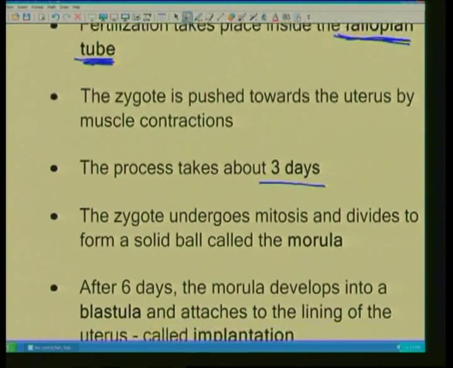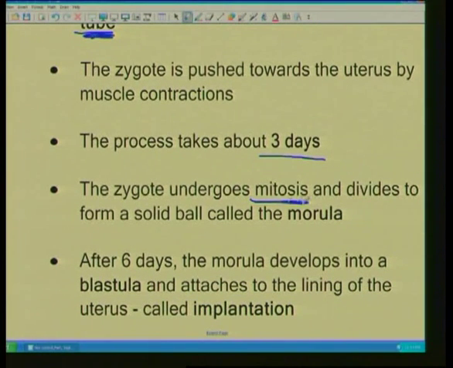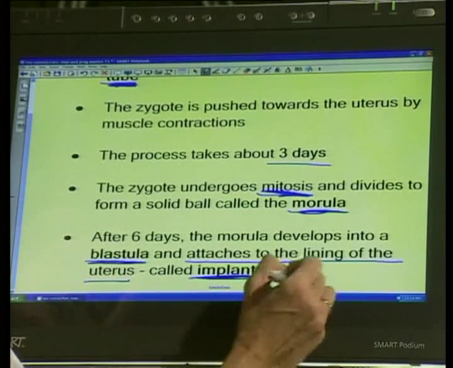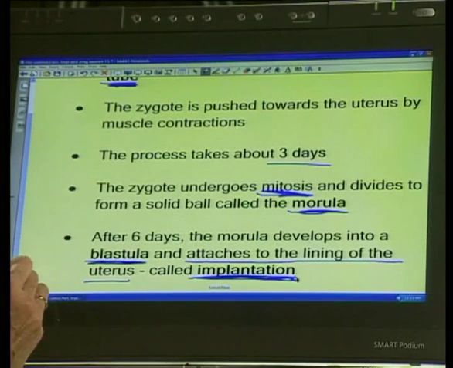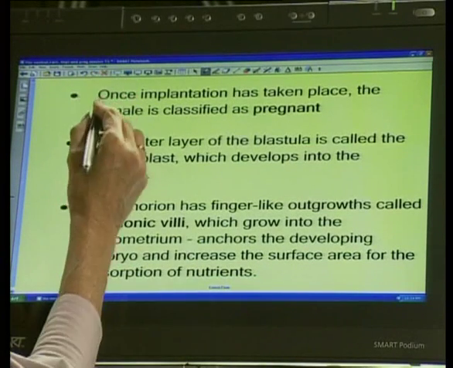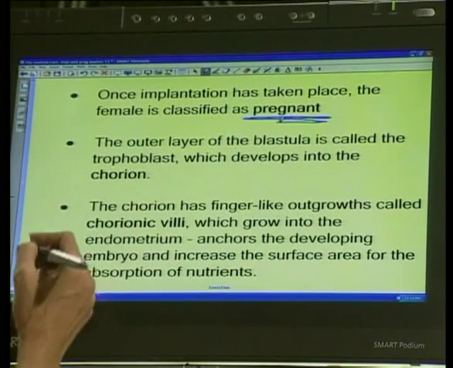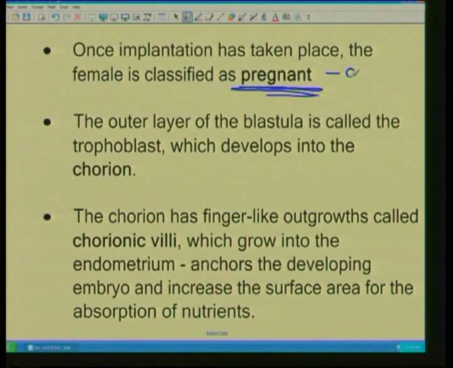The zygote undergoes mitosis because it's for growth and development, and divides to form a solid ball called a morula. The morula, after about 6 days, develops into a blastula and attaches to the lining of the uterus, and that attaching to the lining of the uterus, there's your definition, is called implantation. Now this little embryo can start growing. Once that implantation has taken place, we say the female is now pregnant. So we have gestation.